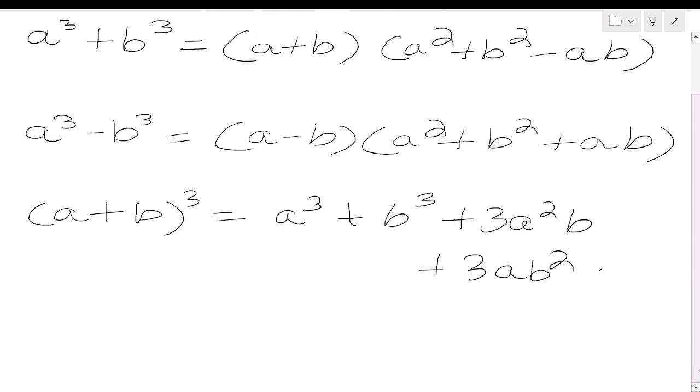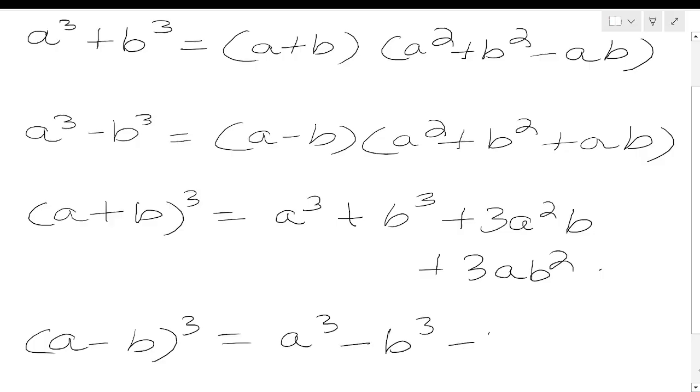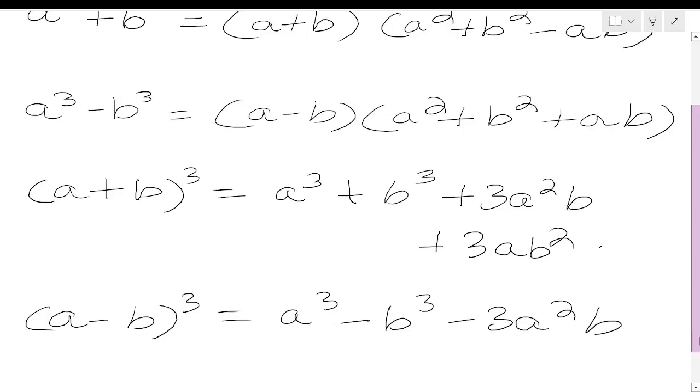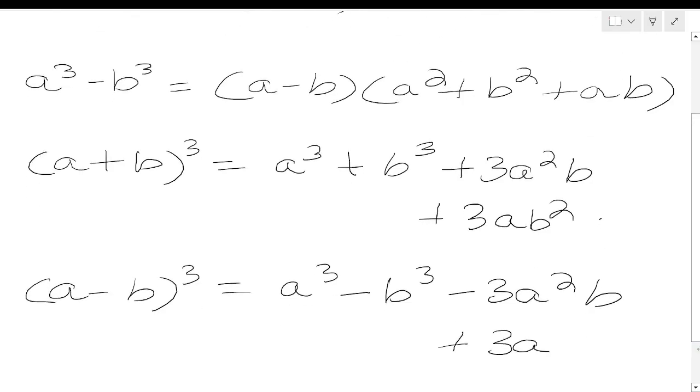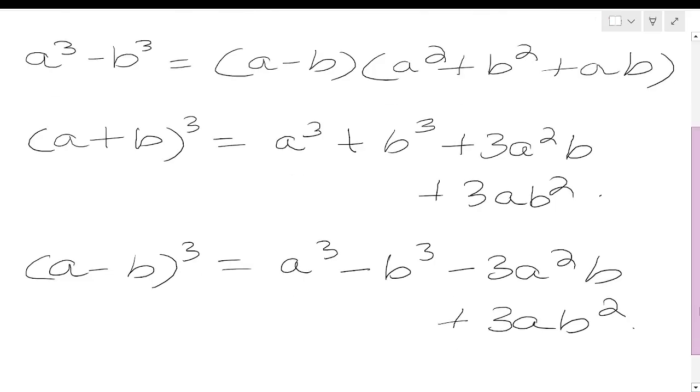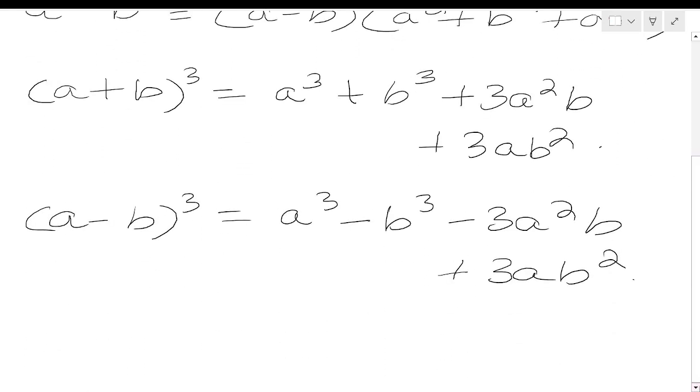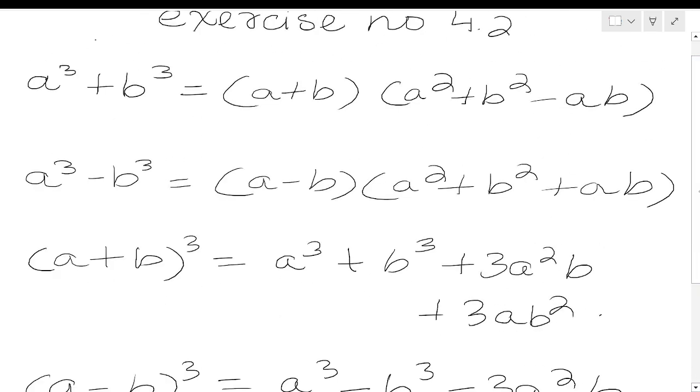Then the last identity that we're going to use in this exercise is a minus b whole cube. It is equal to a cube minus b cube minus 3a square b, but it is added with 3ab square. So we're going to use these identities throughout the chapter of factorization and algebraic manipulation. So let's say this is the first formula, this is the second formula, this is the third, and this is the fourth. The question states that we need to factorize the following expressions completely.